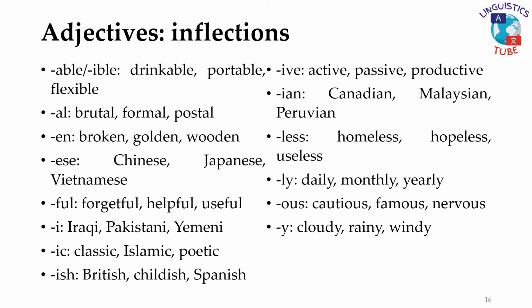Next, for adjectives, firstly is the inflection able. For example, drinkable. Please pause the video to think of another adjective with this inflection. Next, al, brutal. En, golden. Ese, Vietnamese. Ful, helpful. I, Yemeni. Ic, classic. Ish, Spanish. Ive, active. Ian, Canadian. Less, hopeless. Ly, yearly. Ous, cautious. Y, windy.